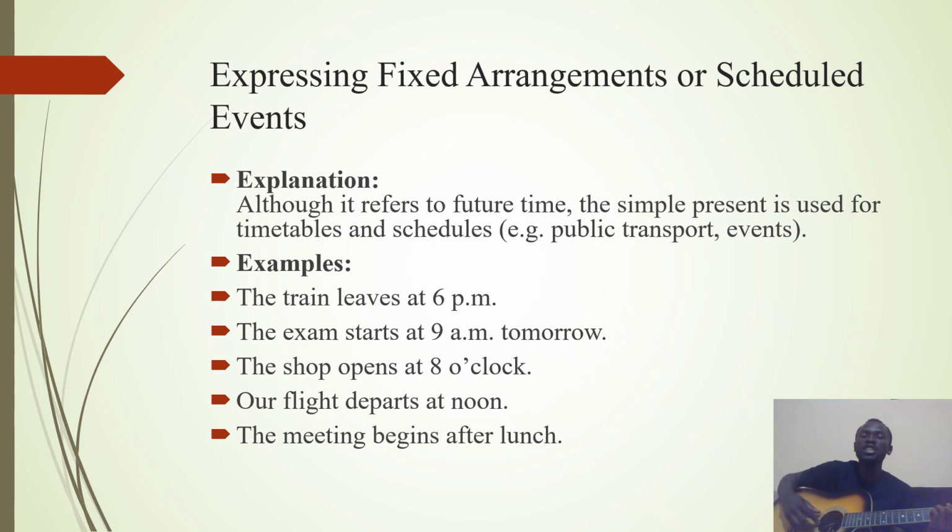You see an example: the train leaves at 6 p.m. That means it always leaves at this time. The exam starts at 9 a.m. tomorrow. You're trying to tell someone that it's fixed to start tomorrow. It's been scheduled to start tomorrow at 9 a.m. The shop opens at 6 o'clock. Maybe you're telling people when they should be coming to buy from the shop. Then you tell them the time it's opening regularly, a fixed arrangement.